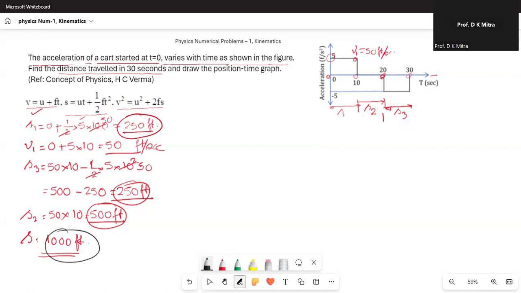The next part of the question is rather tricky. In fact, that is the tricky part of this whole question. The next question is to draw the position time graph. Right? So in order to draw the position time graph, what do we do? We draw some axis first.